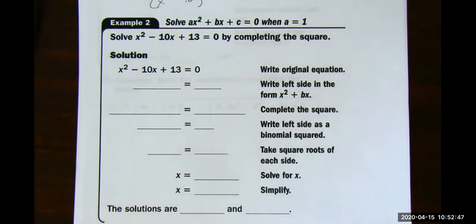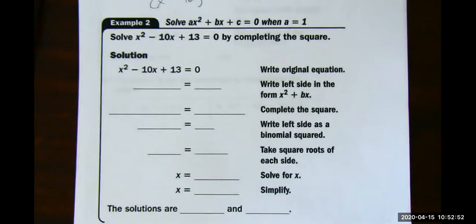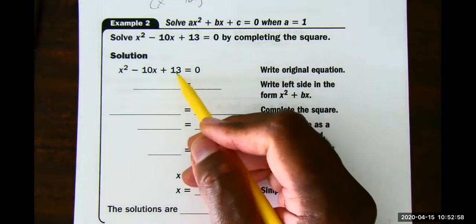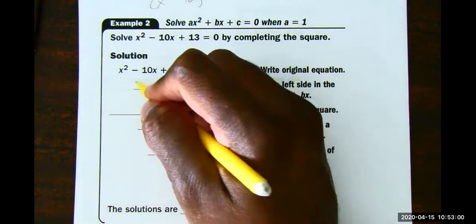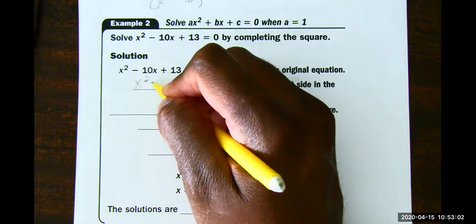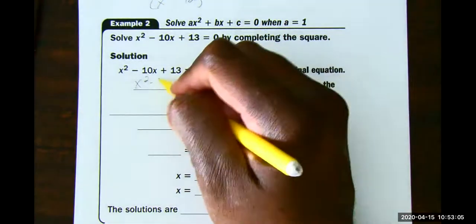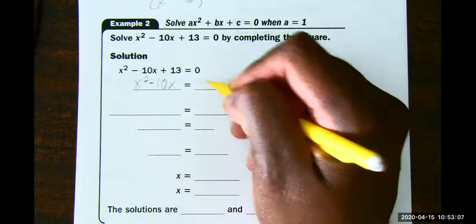Okay. So now I'm going to work through another one step by step. And in this case, we're going to actually solve and get the solutions. We're going to send c over to the other side. x squared minus 10x equals negative 13.